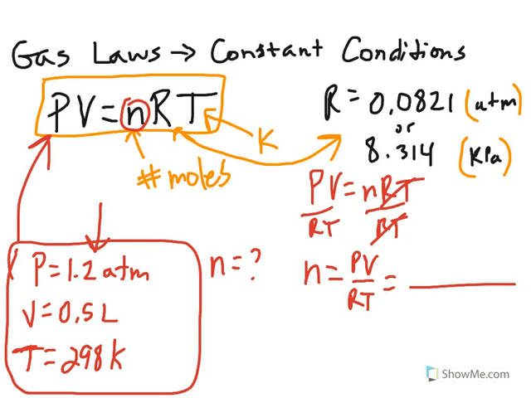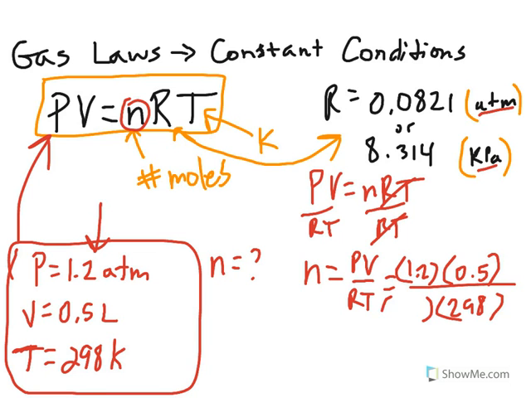Now I've got to plug some stuff in. On top I have my pressure and my volume. Now the ideal gas law is very picky. Pressure needs to be in either atmospheres or kilopascals. It's got to match this or this so that I know which R value to use. So in this case my pressure is in atmospheres, 1.2 atmospheres. And my volume has to be in liters. So if you get a volume in milliliters, you're going to have to divide it by 1,000 to convert that. I have 0.5 liters. Now on the bottom I have a temperature that happens to be 298 Kelvin.